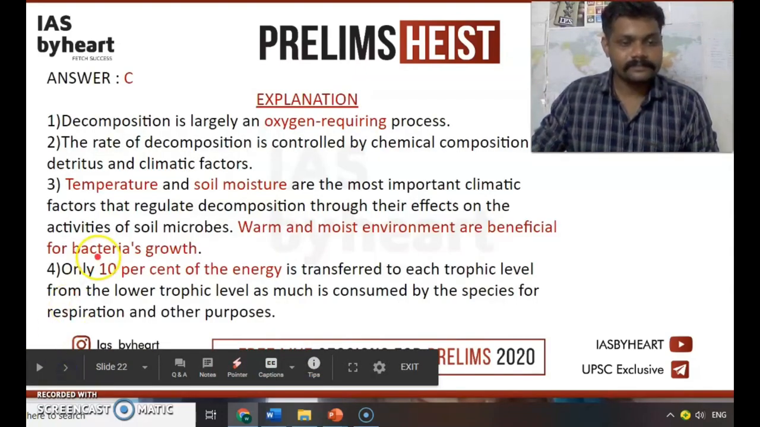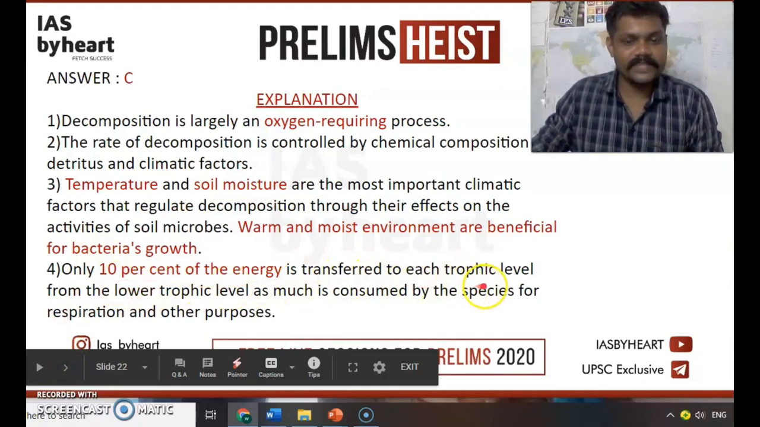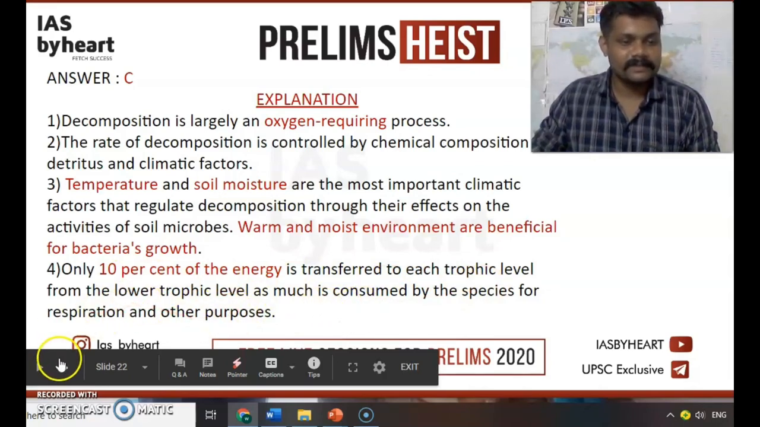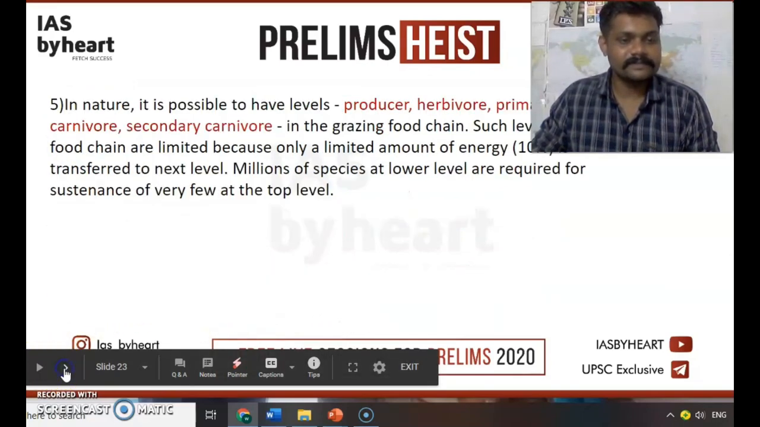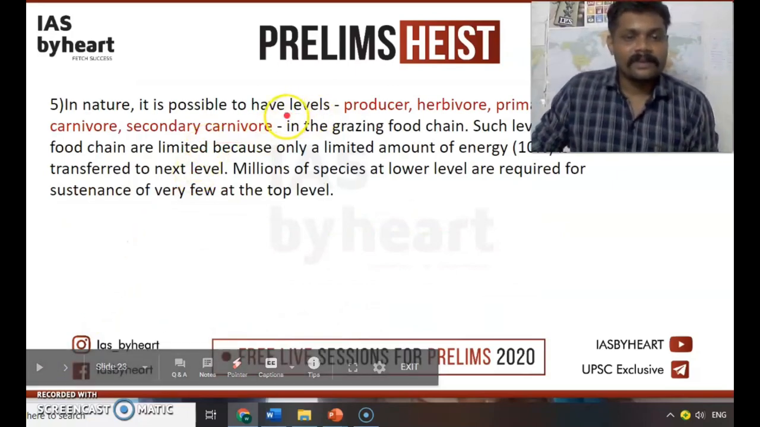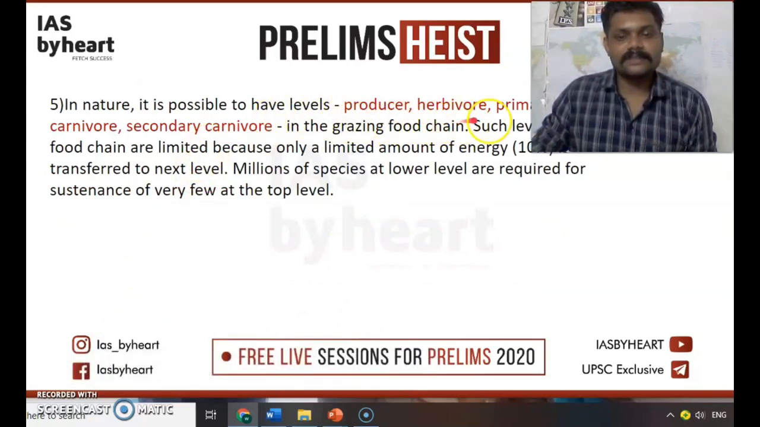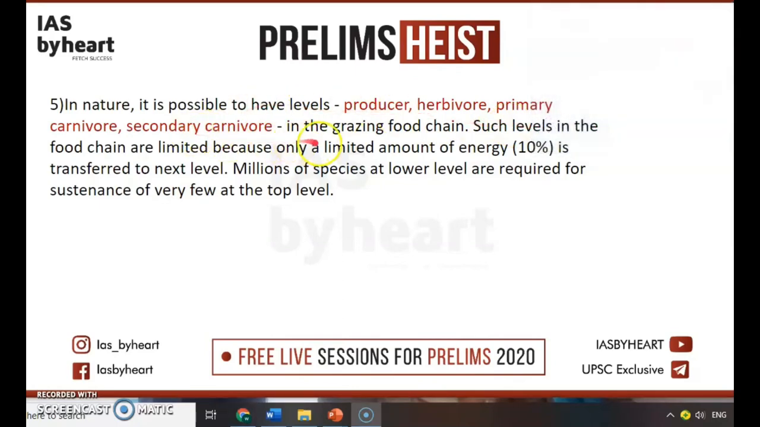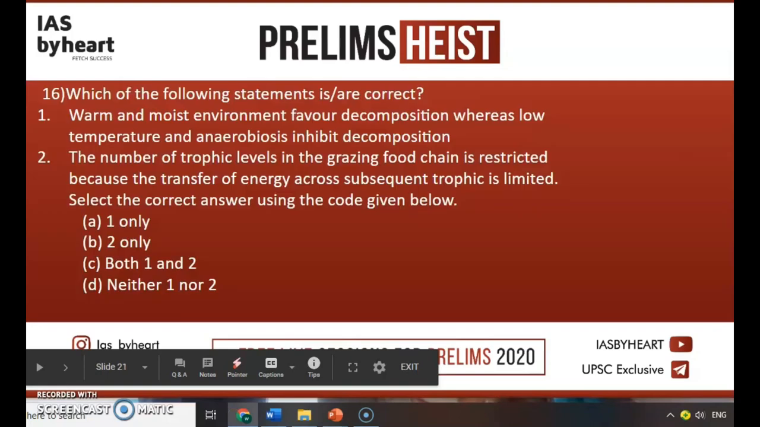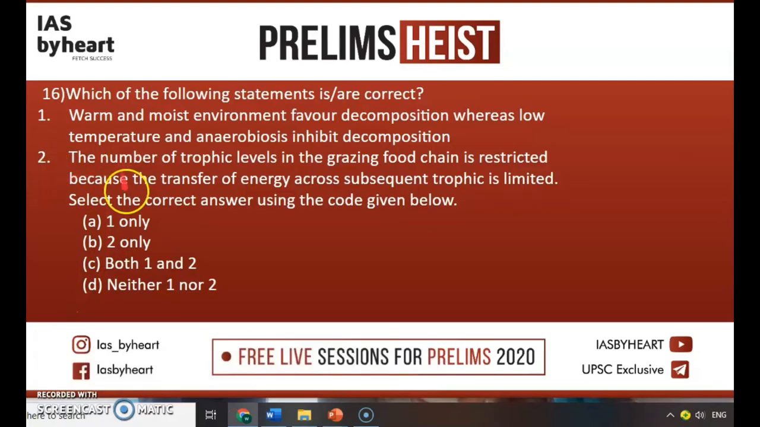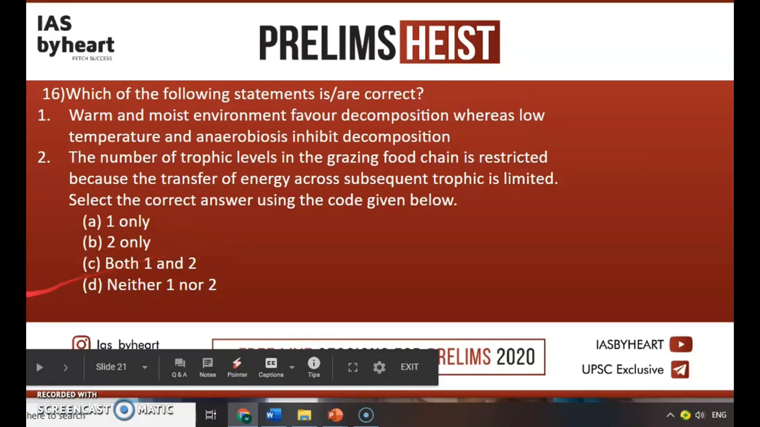And the second one, only 10% of energy is transferred to each trophic level from the lower trophic level. So this is also a right statement. See here, there are trophic levels such as producers, herbivores, primary carnivores, secondary carnivores in the grazing food chain. Such levels in the food chain are limited, because only a limited amount of energy, that is 10%, is transferred to the next level. So our second statement is right. So our answer is C, both 1 and 2.